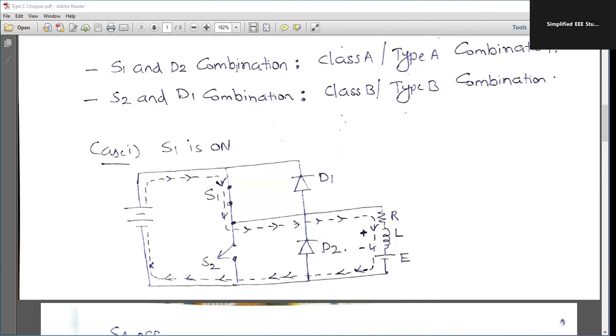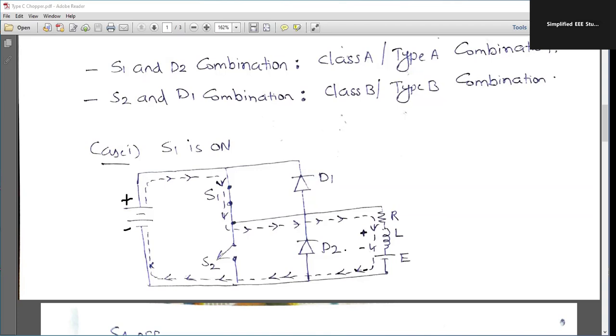So the current flow, it is very clear that the current flow will be starting from positive, correct? Then it will directly move on to S1 because S1 is conducting. Then it directly moves on to the load and comes back to the negative end of the battery. So this is the way how the current flow will take place.